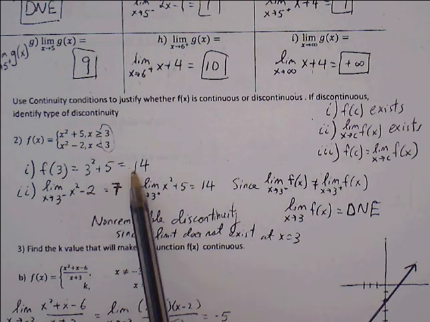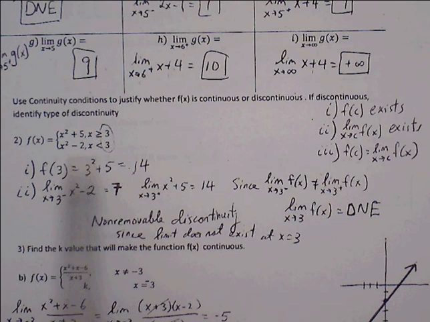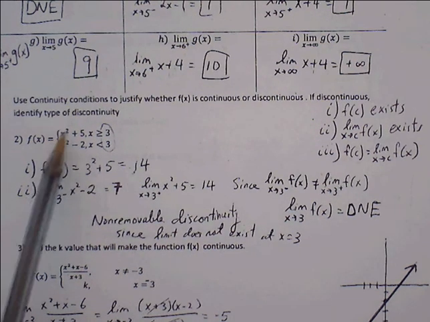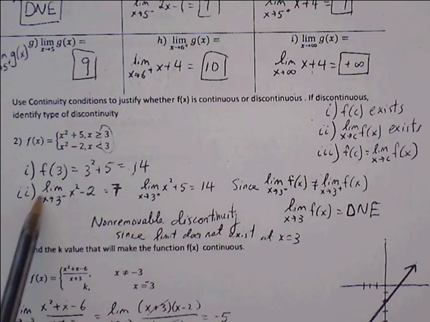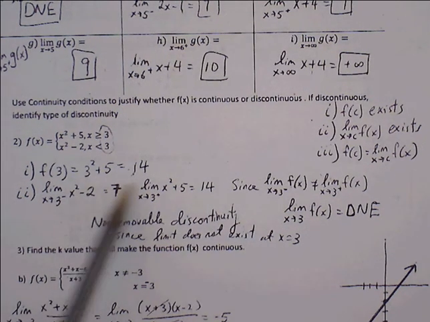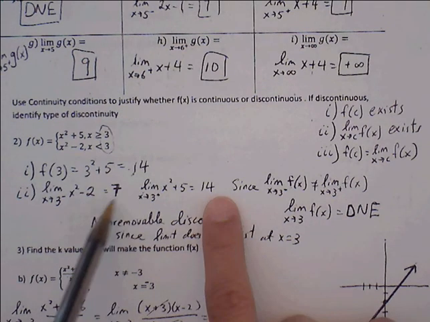So the ordered pair on this graph exists at 3, 14, at the y value of 14. Okay, so because there's a piecewise function, one that's existing to the right of 3, the other to the left of 3, we can test the one-sided limits on either side of 3 to see if the y values will agree.